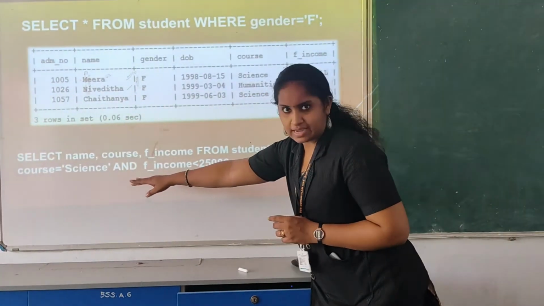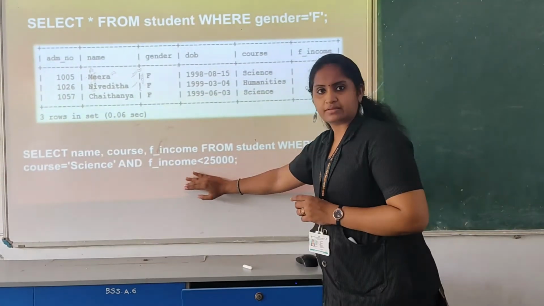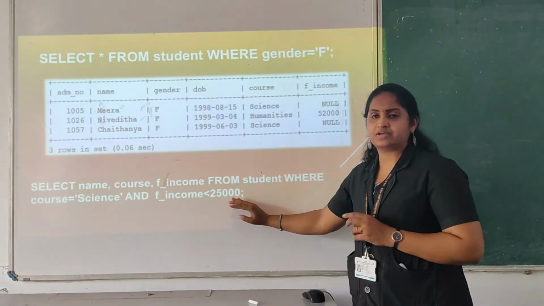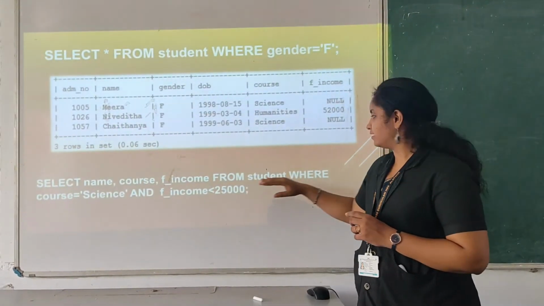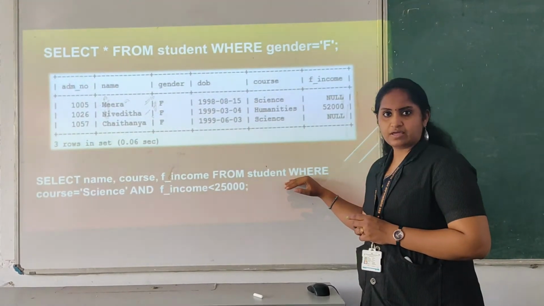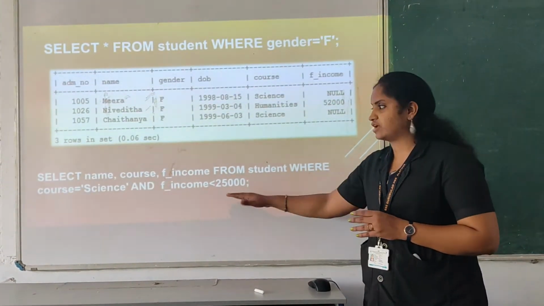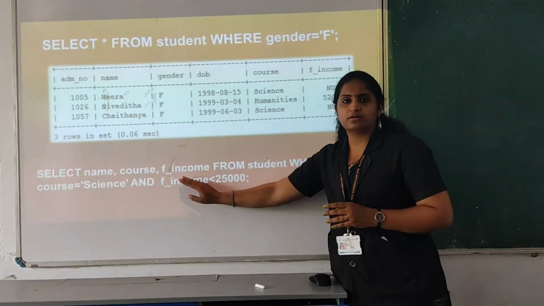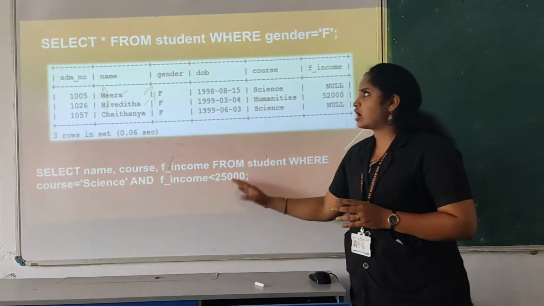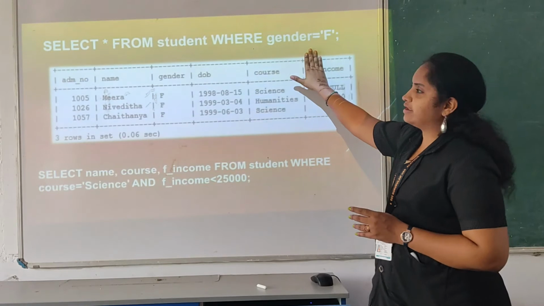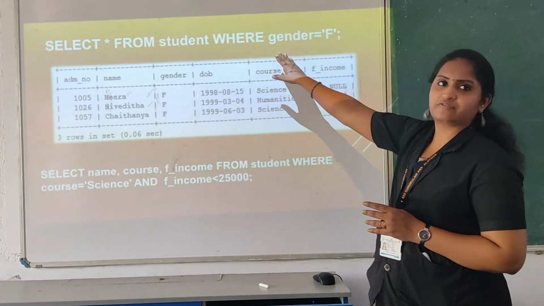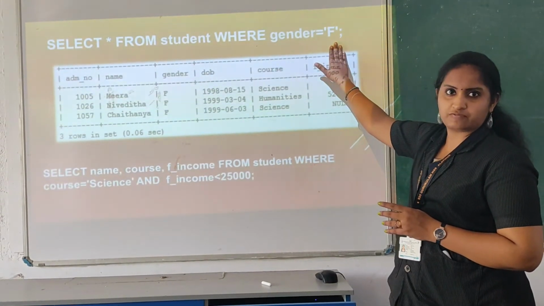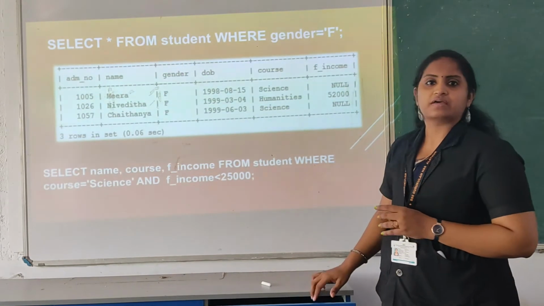So here is the condition. The course should be science, is it? And the family income should be less than 25,000. If you want to select such values, you can give the condition with the where clause. If you want to apply some conditions, you can use the keyword where with the particular values. Here also an example is select star from student where gender is female.